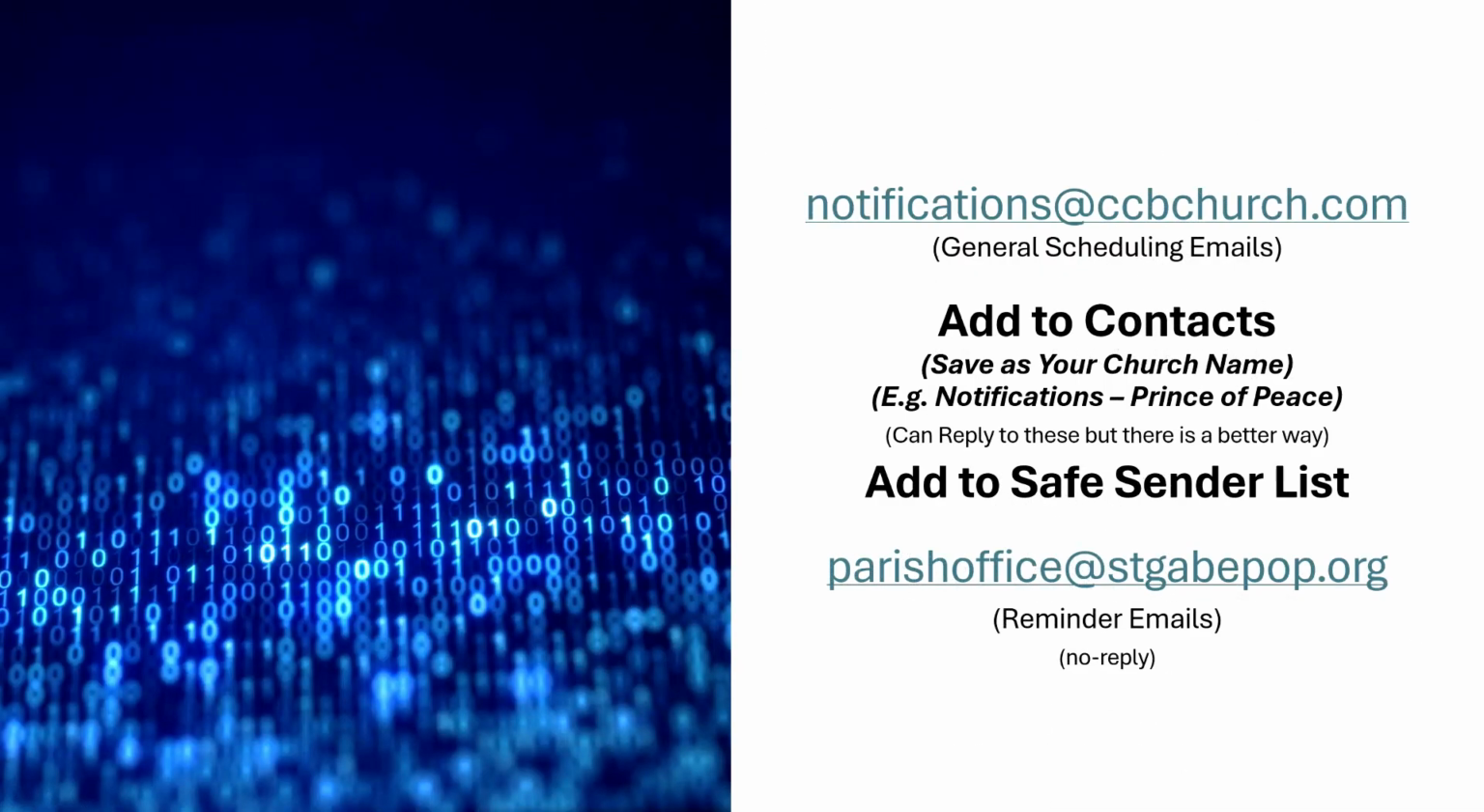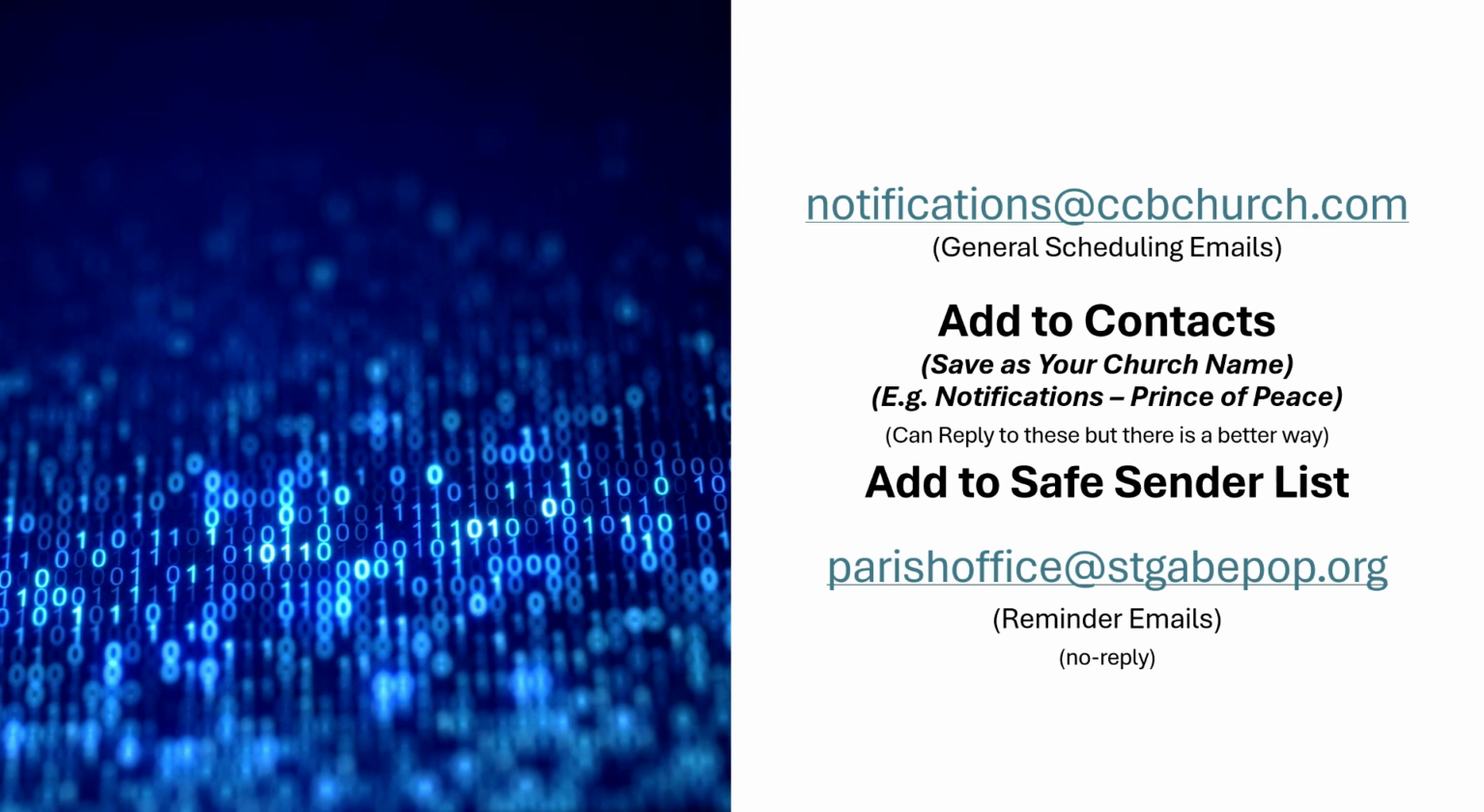So let's begin by talking about emails, because emails is how you're going to gain your initial access to our scheduling portal. And I'll show you an example of the emails here in a second. But what I really need everybody to do seems like a simple thing, but people miss it all the time. Please add notifications at ccbchurch.com to your contacts, and I would save it in such a fashion as notifications dash Prince of Peace, first name, last name type of deal, or notifications for first name, last name is St. Gabriel. You are able to reply to these emails, but I'll show you a more specific and better way on how to do that as we get into the program.